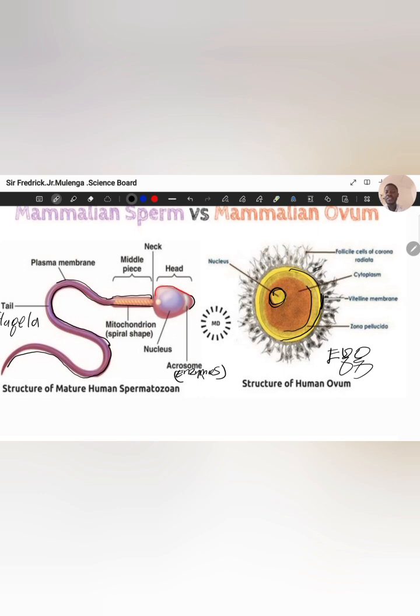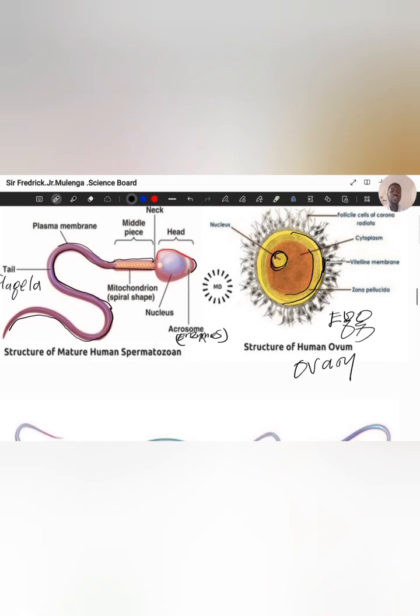And where are these two cells produced? The sperm cell is produced from the testes, while the ovum is produced from the ovary. So the ovary produces an ovum or an egg, while the testes produce a sperm cell. So now this makes a transition to the next thing that we want to discuss.